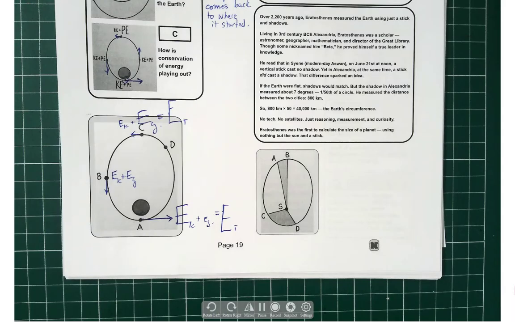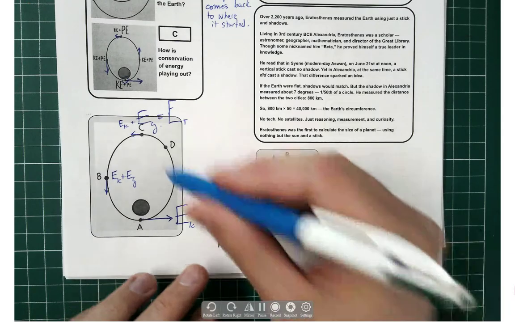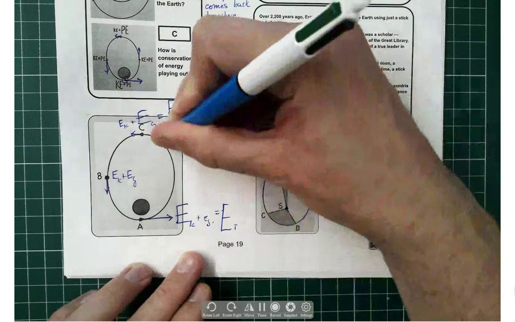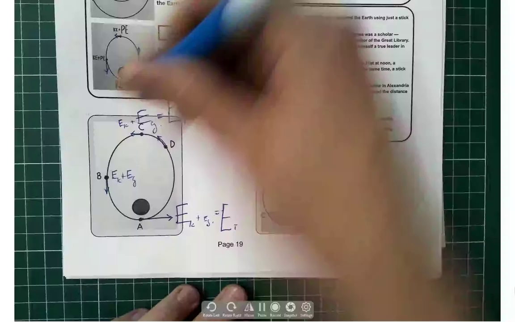Same as roller coasters. Now, if I was thinking about what was happening at D, can you believe that there would be a tangential velocity there, right?